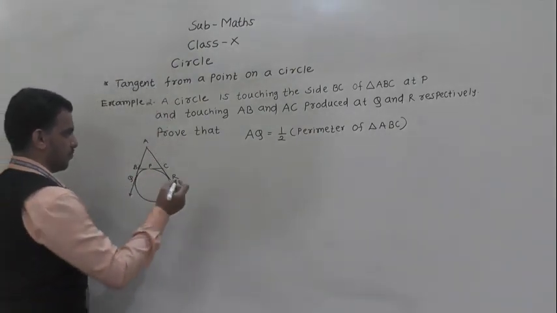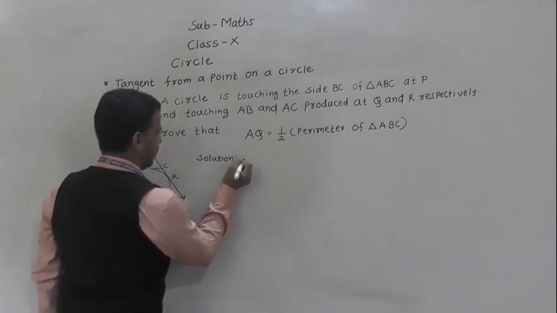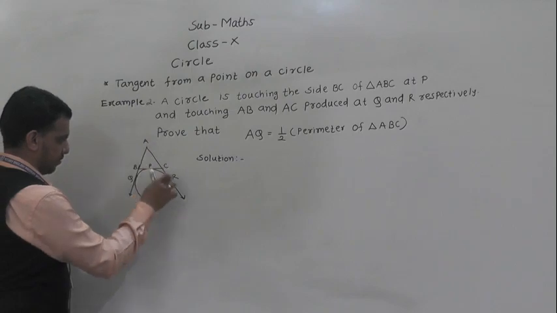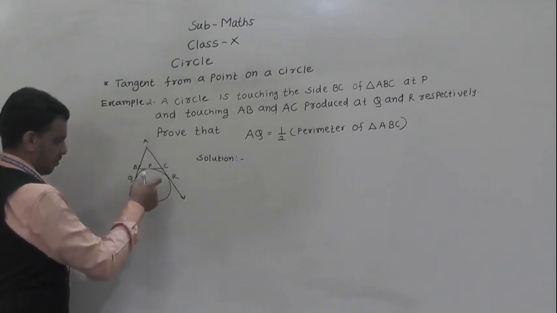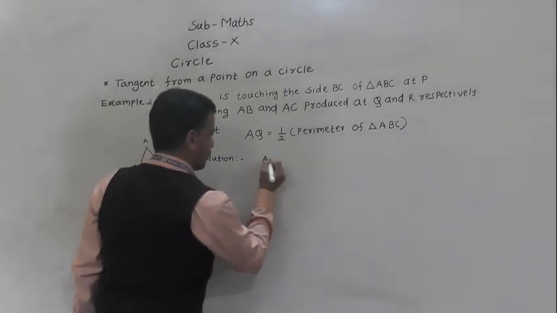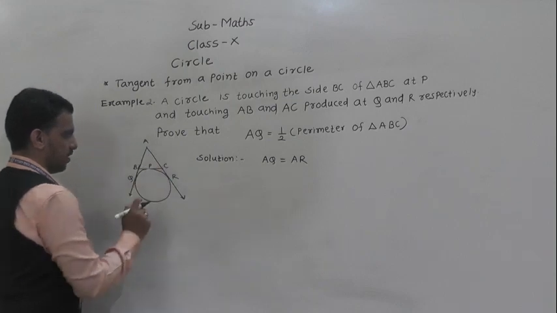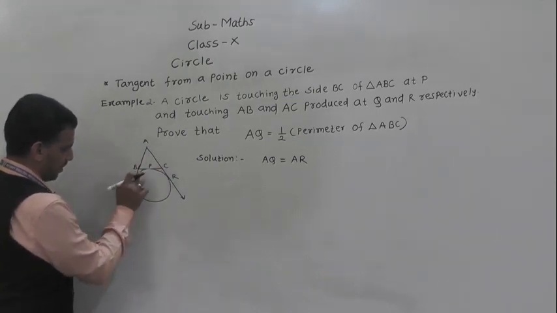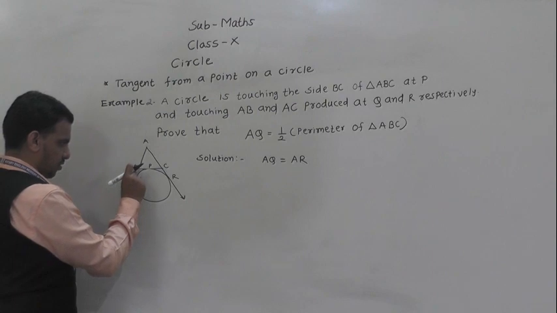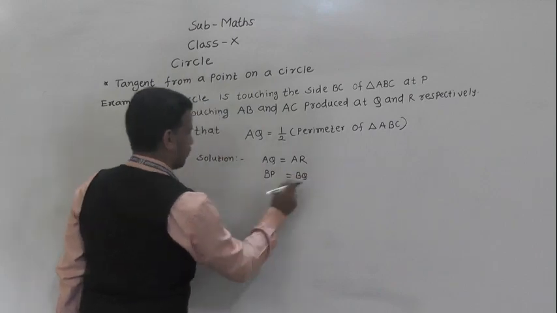Okay, so here first we have to write which tangents are equal. So here if we consider A as an external point, then here AQ and AR, because here Q and R are points of contact, so tangent AQ and tangent AR are equal, because tangents AQ and AR are drawn from an external point A, so AQ is equal to AR. After that B is also an external point, and from point B two tangents are drawn, that is BP and BQ, so BP and BQ are also equal. That is, two tangents drawn from an external point.